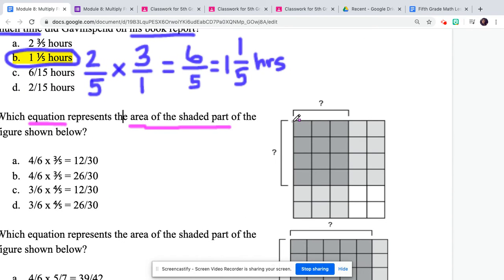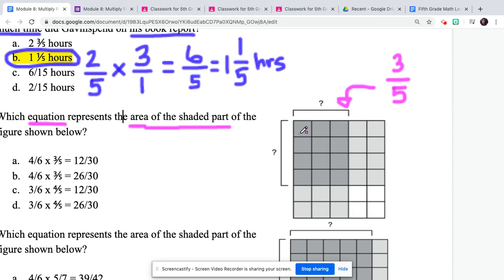So over here, to figure out the first part, I'm going to have to count each of my total columns. I have 1, 2, 3, 4, 5. So 5 is my denominator. Okay? Of the 5 columns that are going all the way down, 3 of them are shaded in. You see how I go all the way down? 3 columns are shaded in. So that is my numerator. Okay? So this fraction over here represents to me 3/5.